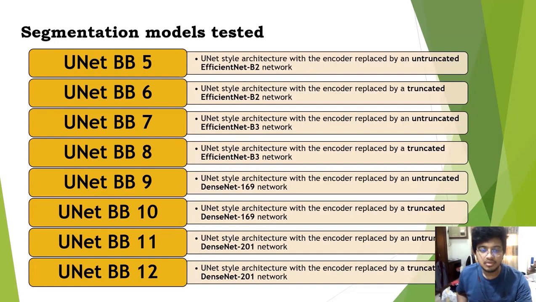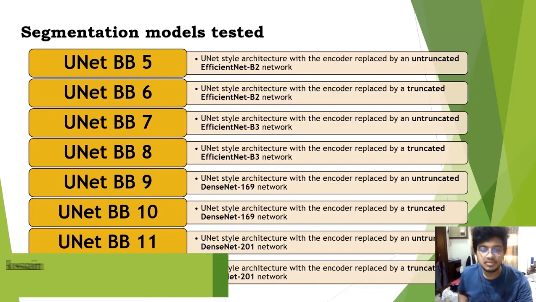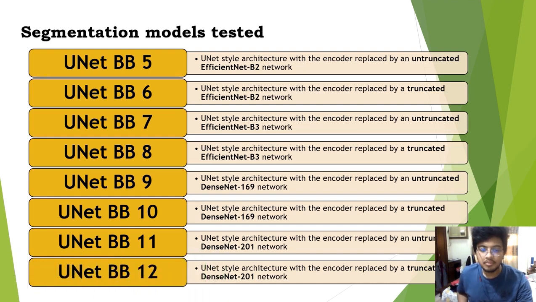Now I would like to talk about some segmentation models that we developed and tested. Apart from the UNet BV1, 2, 3, and 4 proposed segmentation models, we also tried 8 other variations, UNet Backbone 5 to Backbone 12. All the changes are in the encoder part of the network. For example, UNet Backbone 5 has an untruncated EfficientNet B2 network as its encoder.